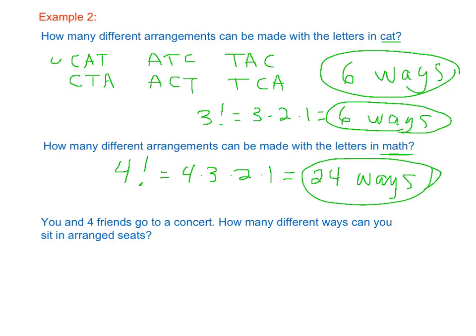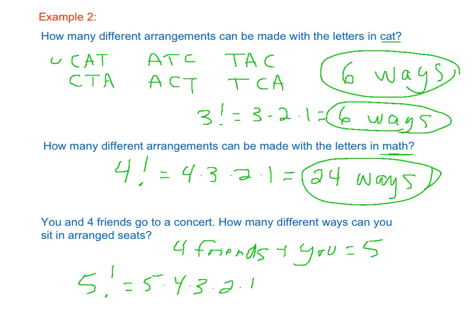Down here, for the last one, we have you and 4 friends. Well, 4 friends plus you equals 5 people. We want to see how many different ways we can arrange those 5 people in seats. So if we do 5 factorial, 5 times 4 times 3 times 2 times 1, that's going to give us 120 different ways for those people to sit.